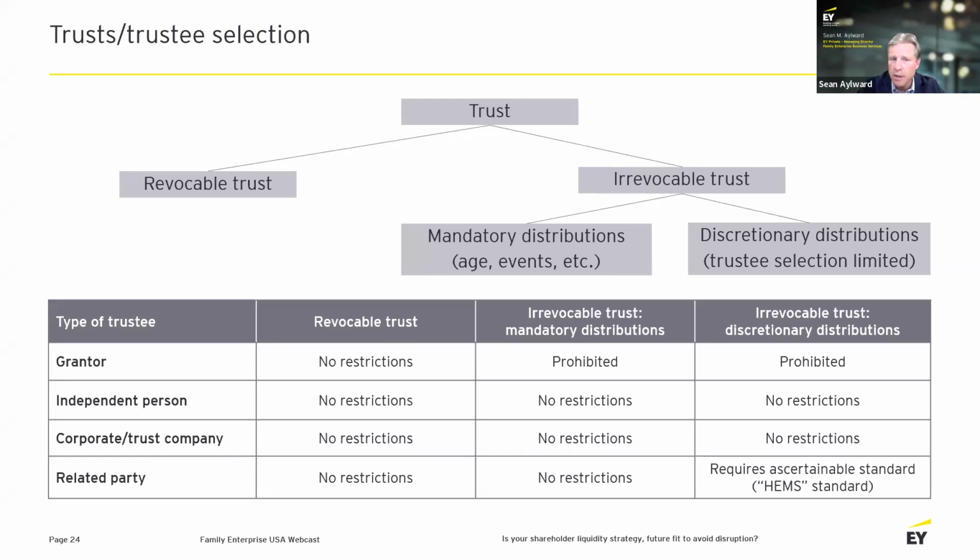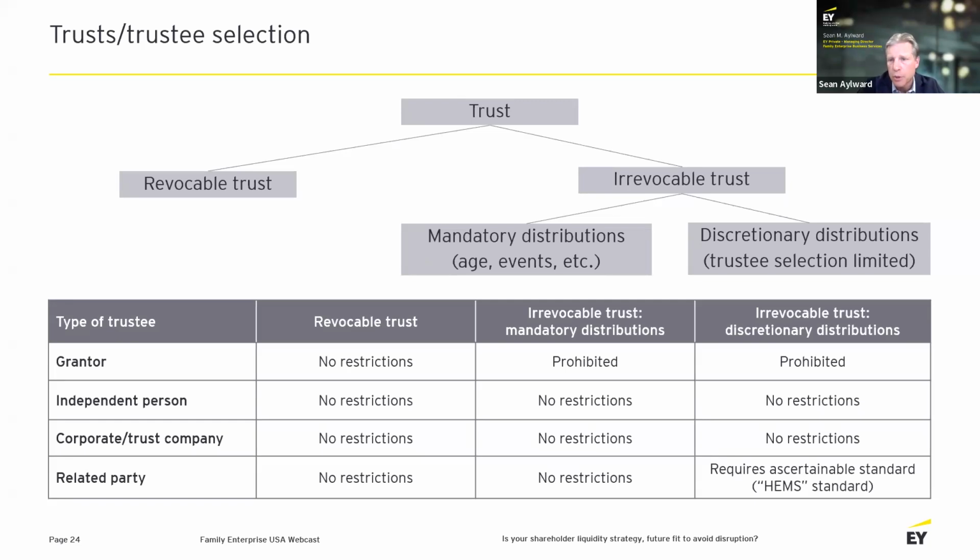And as I said, there's two different distribution standards. There's the mandatory distributions. Those are pretty simple, right? At age 35, distribute 1/2 of the balance of the trust. At age 40, distribute the balance. There's not a lot a trustee needs to be concerned about when there's mandatory distributions, right? They're obligated to follow the terms of the trust.